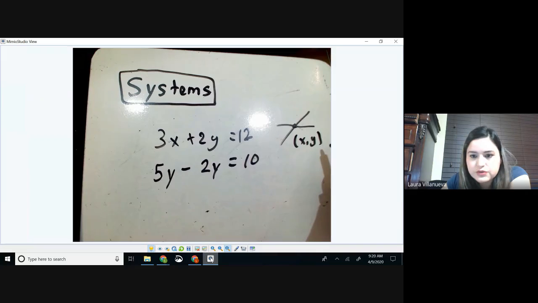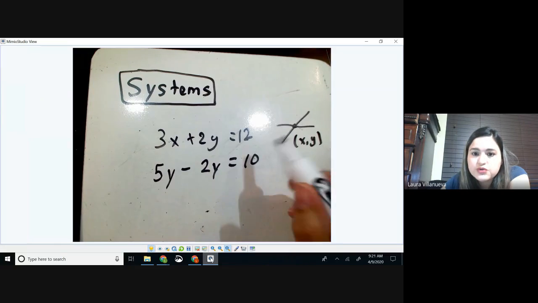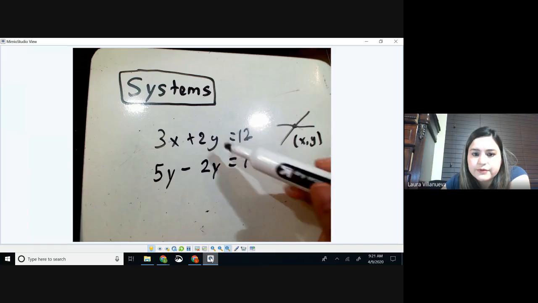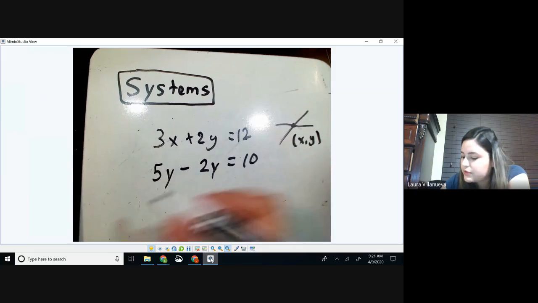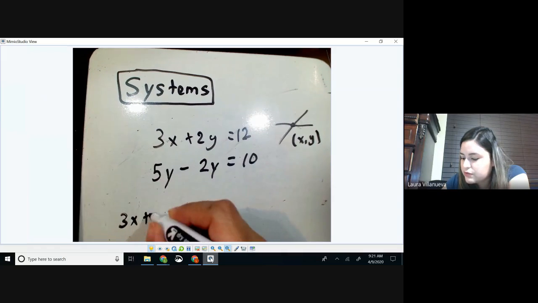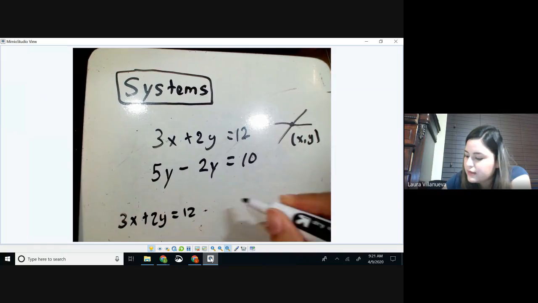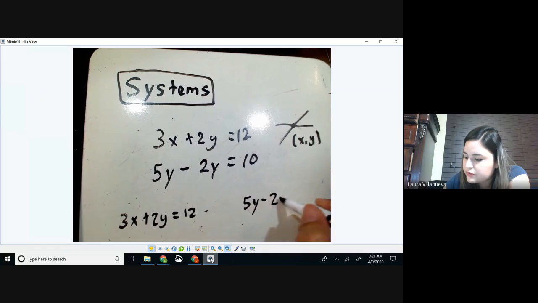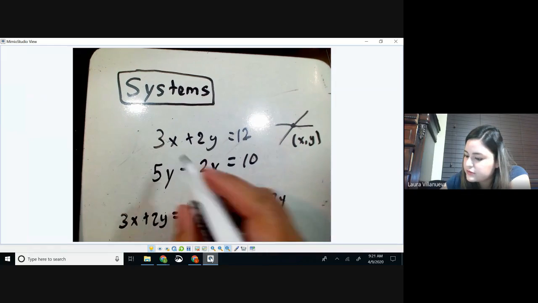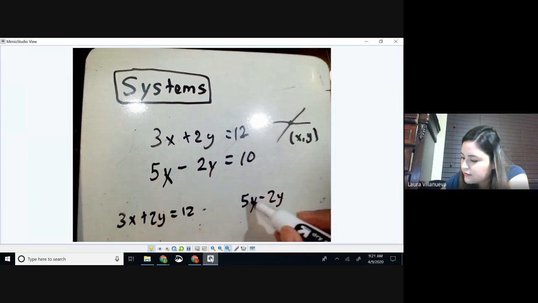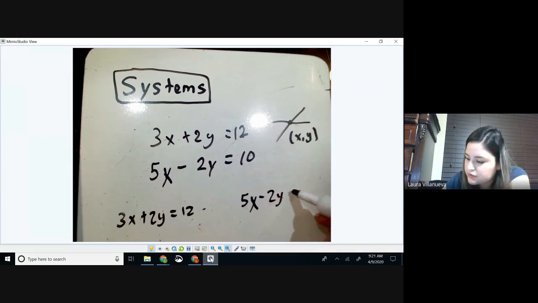I'm going to show you how to do it with decimals. You do have to solve for y though, okay? So I'm going to go ahead and do 3x plus 2y equals 12. And I'm going to do 5x minus 2y equals 10.